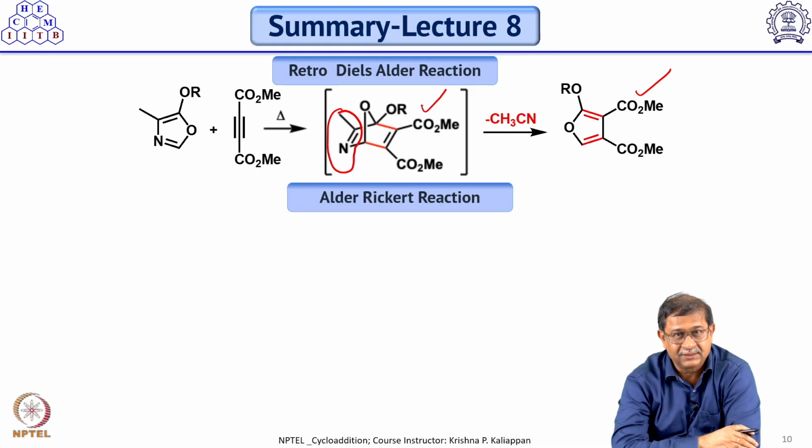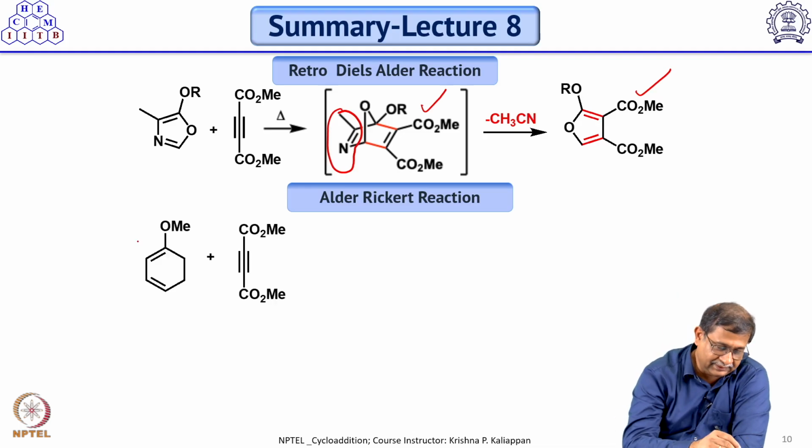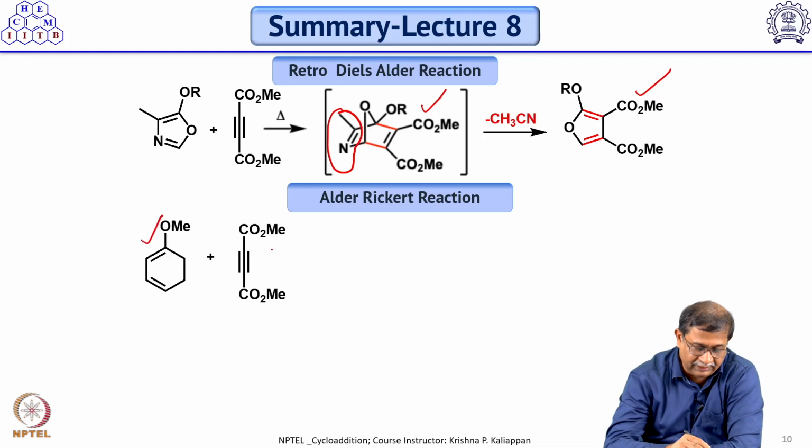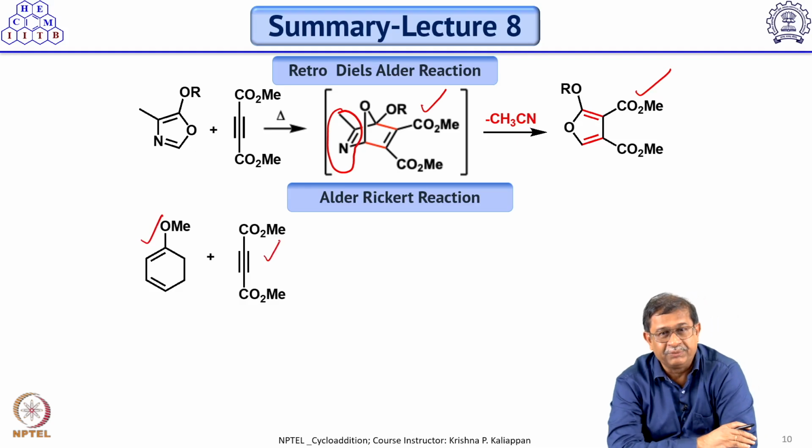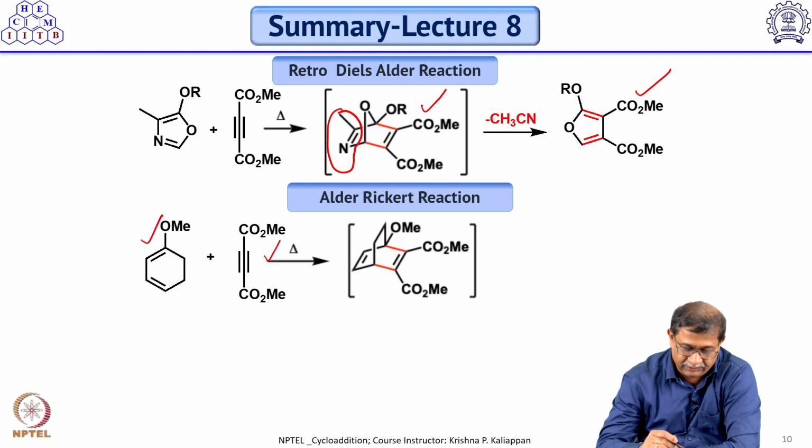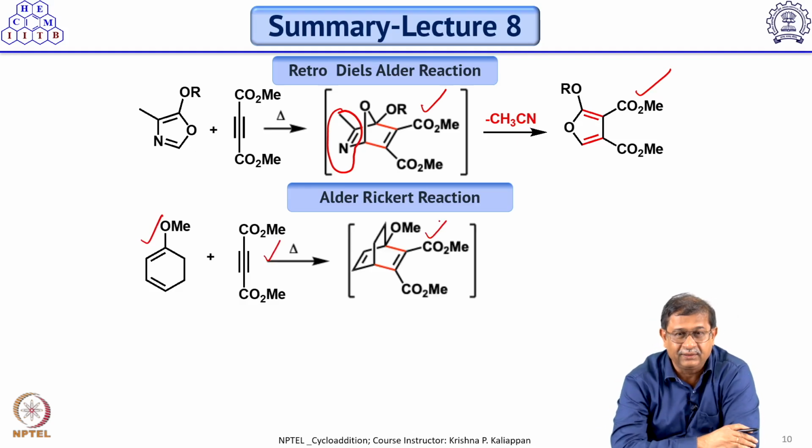Then we discussed in detail the Alder-Rickert reaction, where a cyclic diene upon Diels-Alder reaction with dimethyl acetylenedicarboxylate gives such a bicyclic compound.